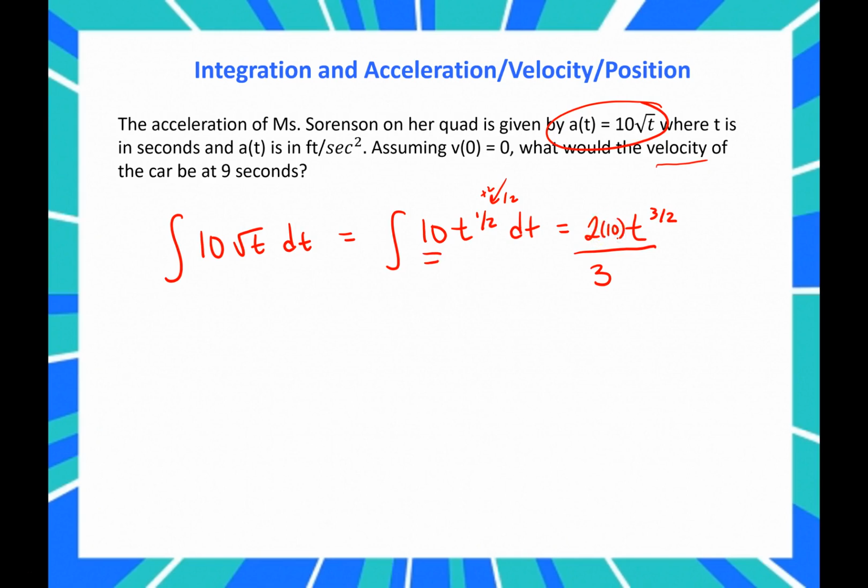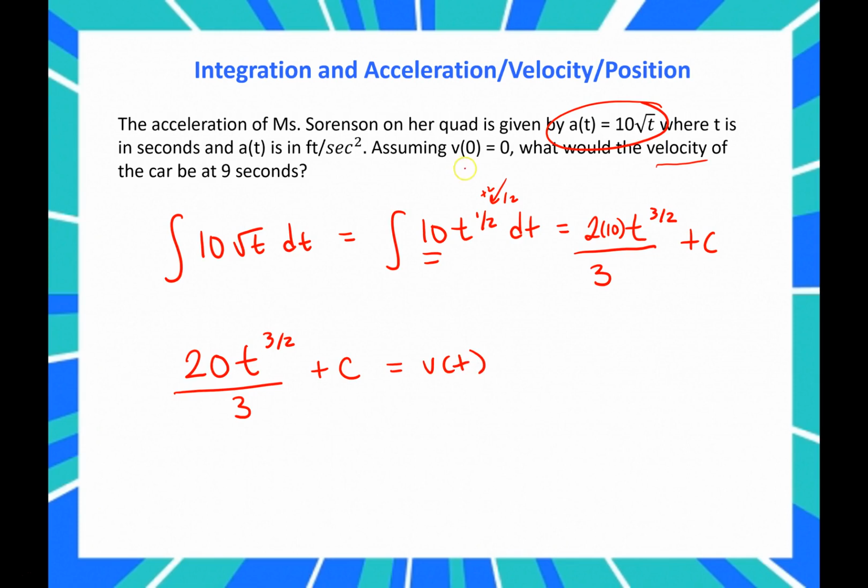So that's going to give me 20t to the 3/2 over 3 plus c is equal to my velocity function.